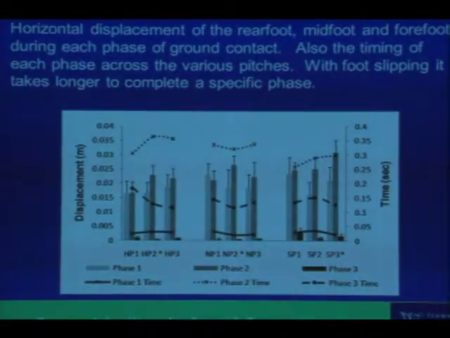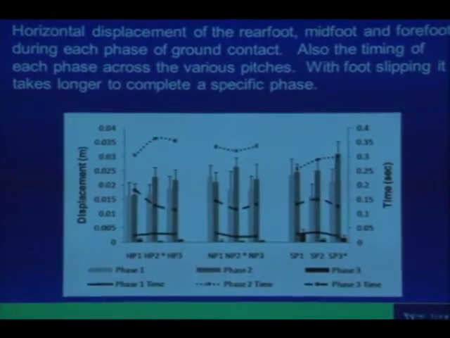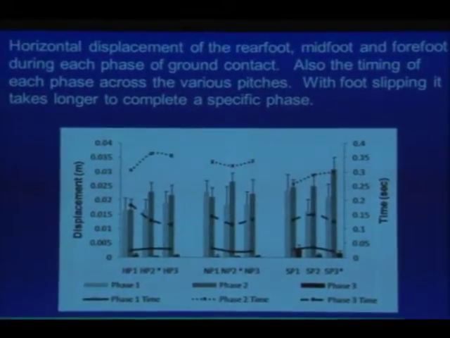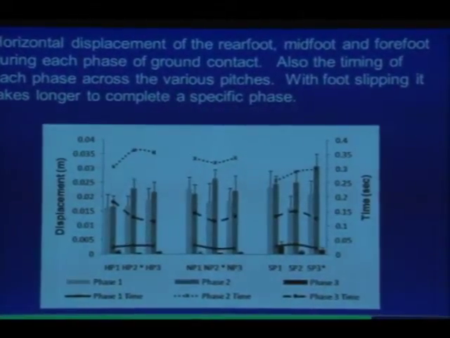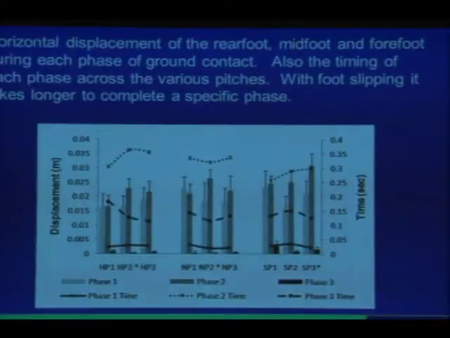This is a busy slide, but I'll explain it to you. If we look at the different phases of ground contact, and how much slip occurred, the most amount of slip is in phase 2. H refers to Holland, the 3 pitches in Holland. N refers to the 3 pitches in Norway. S refers to the 3 pitches in Spain. The asterisk is the artificial turf. So it's the middle one here and the last one there.